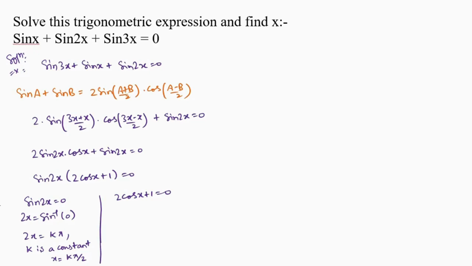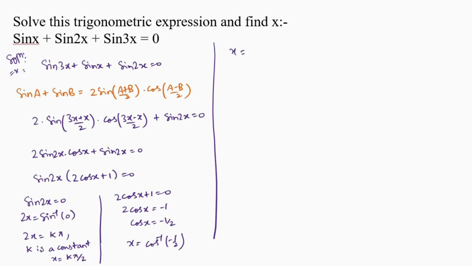And from this equation, 2 cos x plus 1 equals 0, we get 2 cos x equals minus 1. Therefore, cos x equals minus 1 by 2. And hence, x equals cos inverse of minus 1 by 2. Therefore, we get x equals 2 pi by 3 plus 2 pi times k.